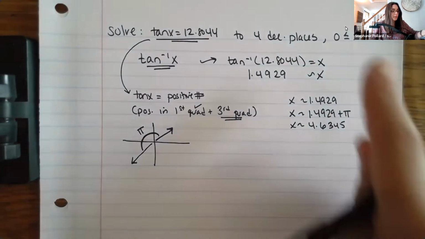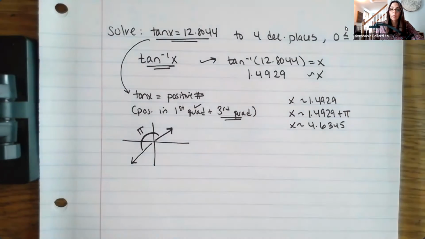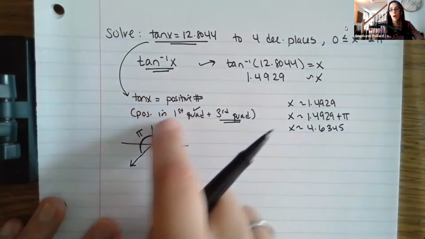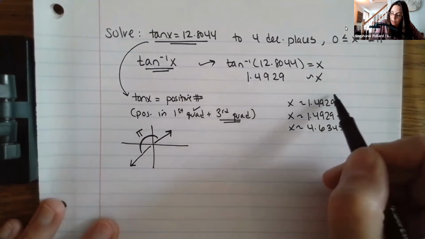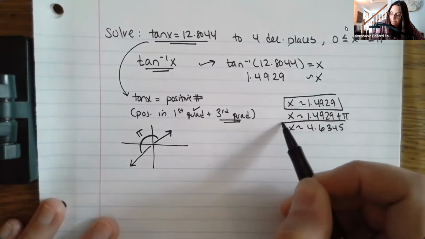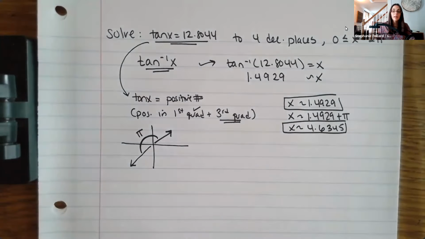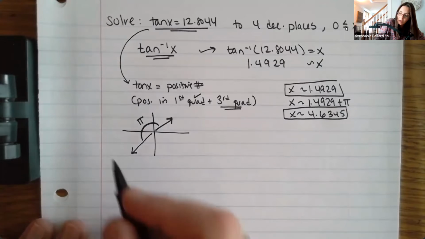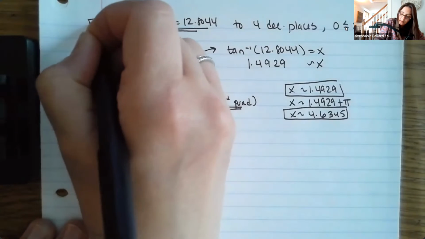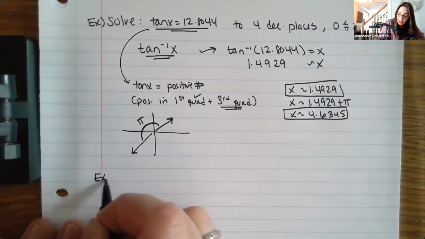Now I'm only looking for values between 0 and 2 pi, and tangent is only positive in the first and third quadrants. So these are my only two values here, and they are approximated to 4 decimal places. Now we're going to do the same thing for another example.